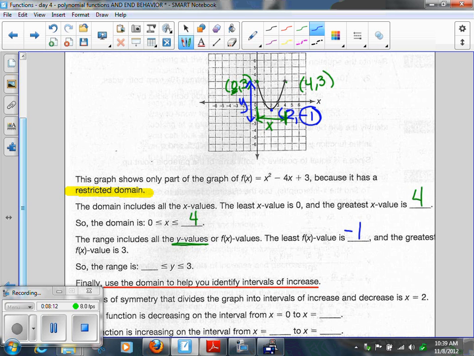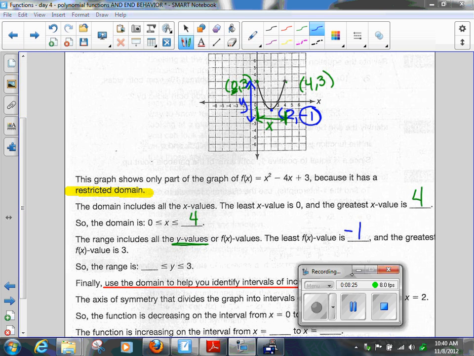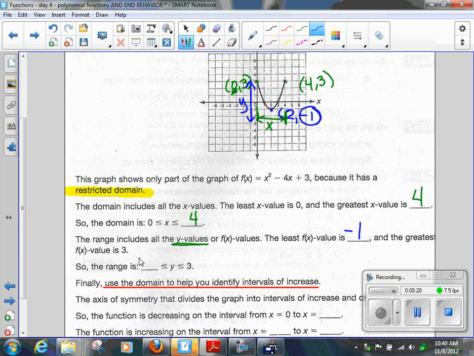And the greatest value is 3. Do you guys agree with that? Everybody cool? All right, we'll keep looking. So the range is going to be, what will I put in this blank? -1 is less than or equal to y, which is less than or equal to 3. Right on? Excellent.